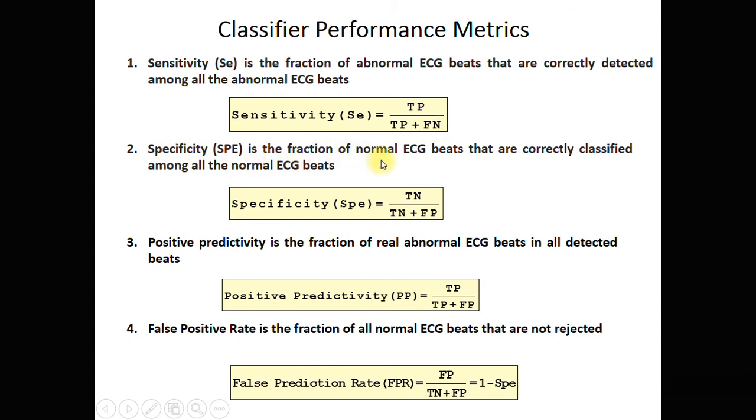Specificity is the fraction of normal ECG beats that are correctly classified among all the normal ECG beats. So it becomes true negative divided by true negative plus false positive. Positive predictivity is the fraction of real abnormal ECG beats in all detected beats. So you have true positive divided by true positive plus false positive, sorry. False positive rate is nothing but 1 minus specificity. It turns out to be FP, false positive, divided by true negative plus false positive.